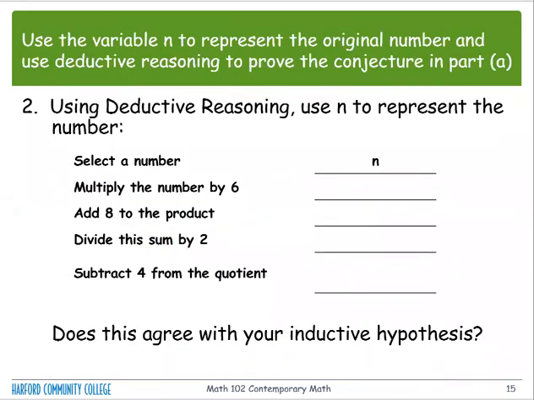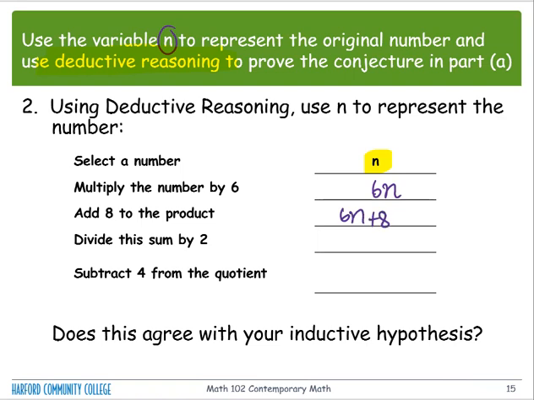Now, next part, we're going to use the variable n to represent the original number and use deductive reasoning. This time we use deductive reasoning to prove the conjecture in part A, which means the given number n will give the result 3 times n, or the triple of the original number. Starting with selecting the number n as the given number, multiply the number by 6. So 6 multiplied by n gives 6n. Add 8 to the product. So 6n plus 8.